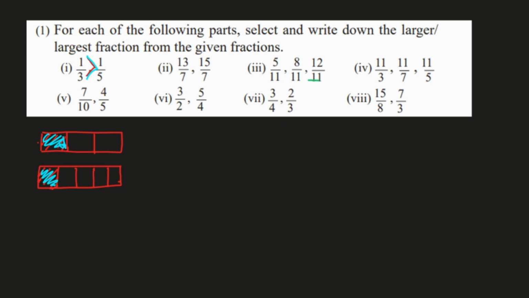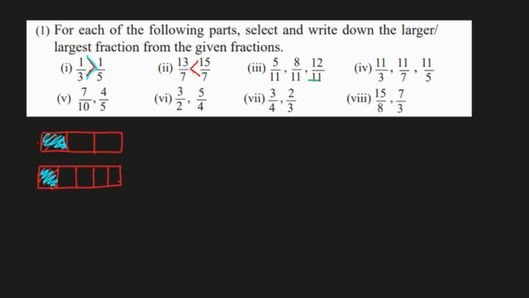Okay, let's go to the next example, the second one. 13 upon 7 and 15 upon 7. What's the concept? The denominators are the same. If the denominators are the same, we can clearly compare the numerators. So the fraction which has the larger numerator will be the larger fraction as well. So 15 upon 7 will be greater than 13 upon 7.